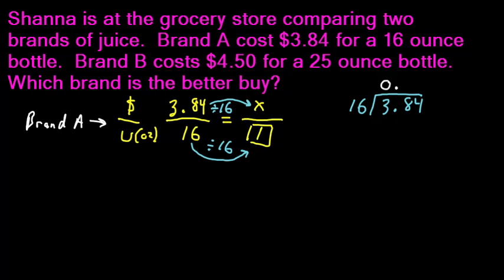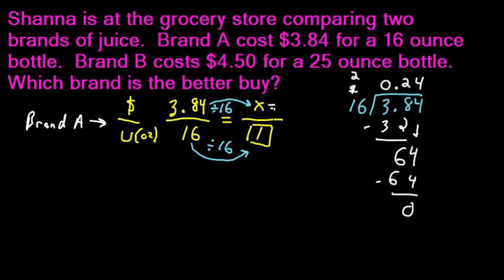16 into 38, that will go twice. 2 times 6 is 12. 2 times 1 is 2, plus 1 is 3. 6 left over, drop the 4. And 16 will go into 4. Let's try 4 times. 4 times 6 is 24. Carry the 2. 4 times 1 is 4, plus the 2 is 6. And we have a remainder of 0.